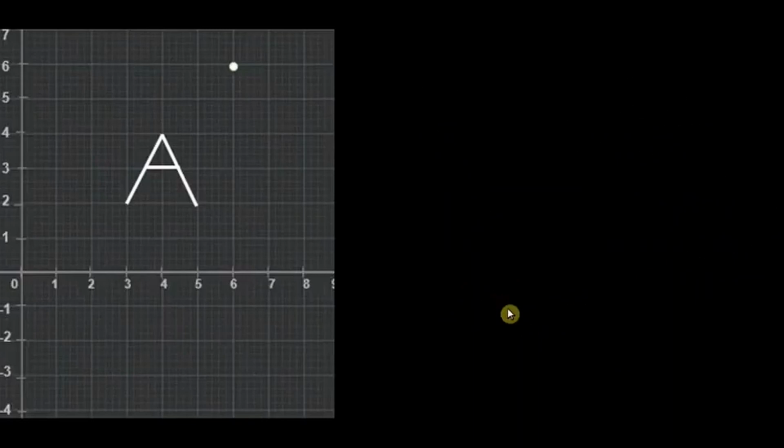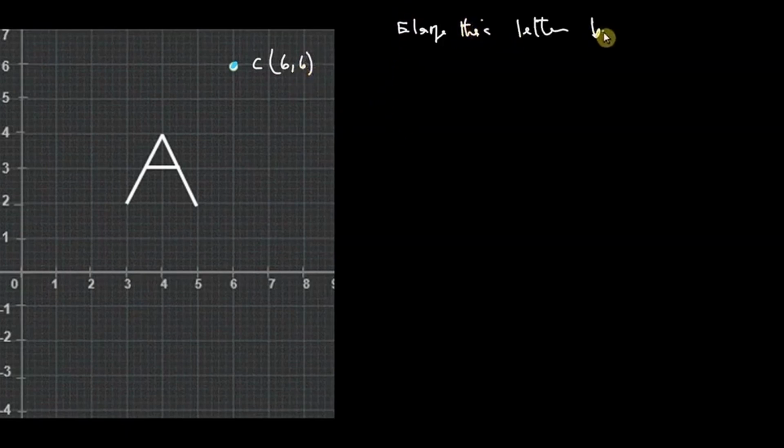Okay, so here we have a transformation problem, number 3C. So let's just take a look at it and see what it is we're being asked to do. So we have the letter A, and we're told that the center of enlargement is located at 6, 6. So let's write that down here. So this is our center of enlargement at 6, 6. So we want to now enlarge this object by a factor of 2. So our scale factor is 2.